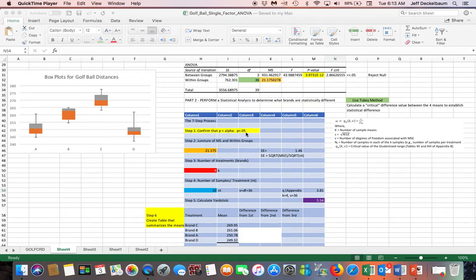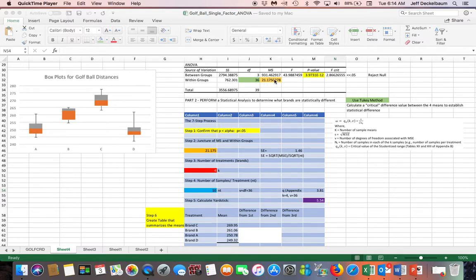I use a 7-step process. The first step is to confirm that the p-value is less than alpha, because it's important that we reject the null hypothesis in order to do this analysis. Step 2, we need to find the juncture of the mean square column with the within groups column. That's this number right here. You see they're the same.